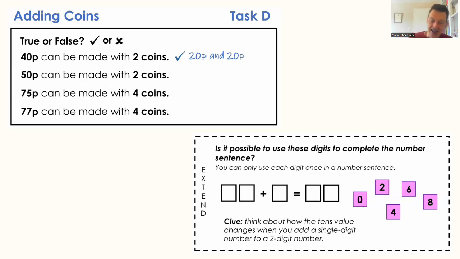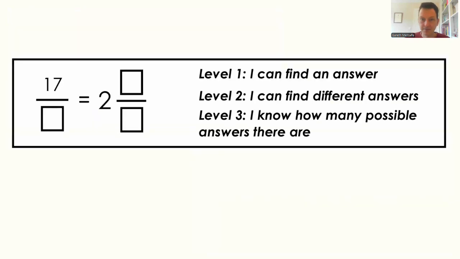Then the extend task for the bottom right example is identifying that if you've got a 2-digit number and you're adding a single-digit number to make a 2-digit number, then you need consecutive digits to complete that, because the tens value in the answer has to be 10 more than the first addend. So children actually identify that that question can't be answered for that reason, showing this real depth.